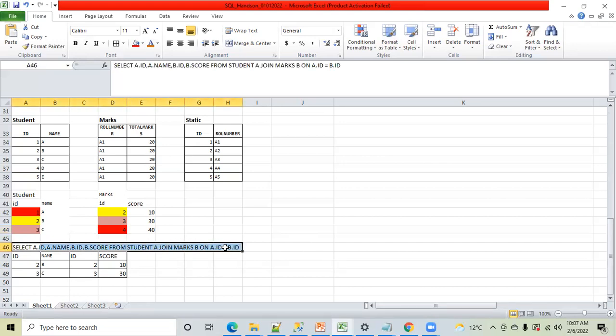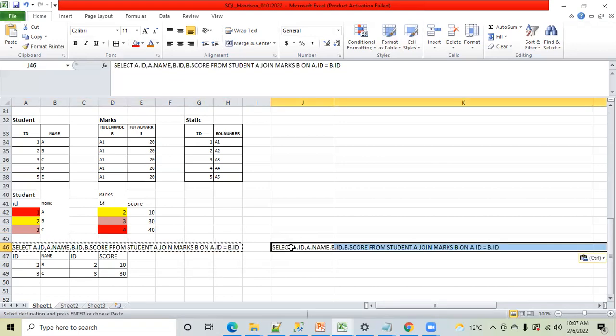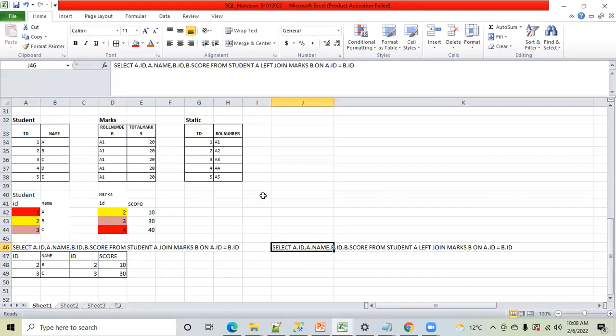Now the second query is from the student left join. Now this is the query, guys. I have changed the query. I have written from student left join. So first of all, tell me what is the meaning of this left join? Student is the left table. Marks is the right table. So what will this left keyword do?